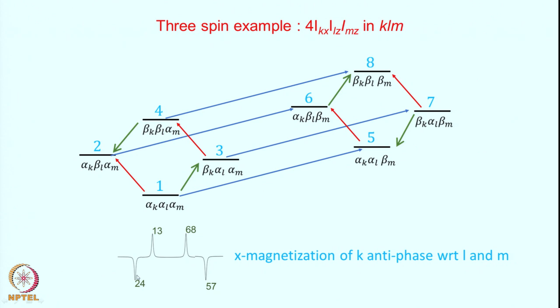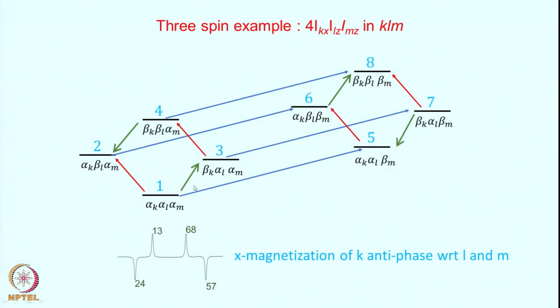Now you see, if you look at the splitting due to the KM, it is one line here, another line here. These two have opposite signs with respect to each other, and therefore this is antiphase with respect to the KM splitting as well. So it is antiphase with respect to the KL splitting, this is negative positive. It is also antiphase with respect to the KM splitting, if this is negative and this is positive. Similarly, this and this have opposite sign. Therefore, we call this antiphase magnetization of K with respect to both L and M spins.